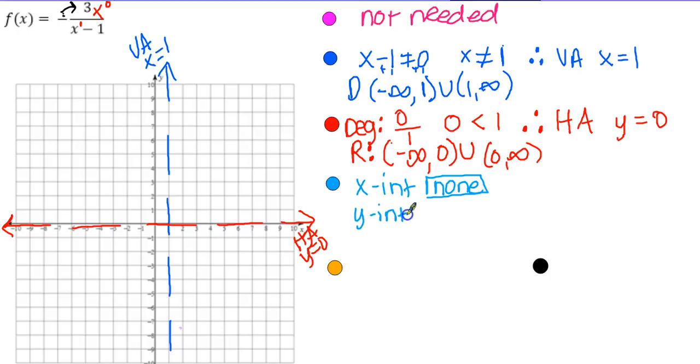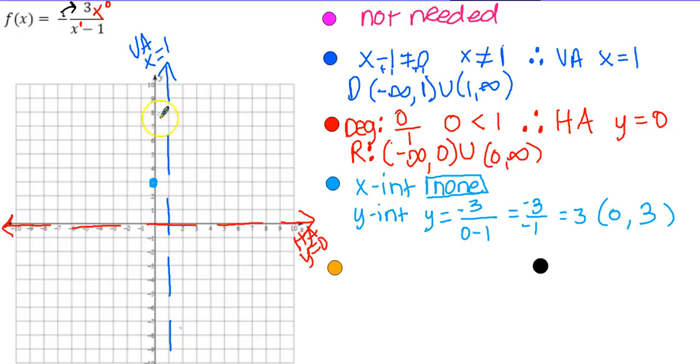Remember how we did that? You plug in 0 for your x to find your y-intercept. So let's plug in a 0. So that's y equals negative 3 over 0 minus 1, which is negative 3 over negative 1, which is 3. Right? So our y-intercept is (0, 3).